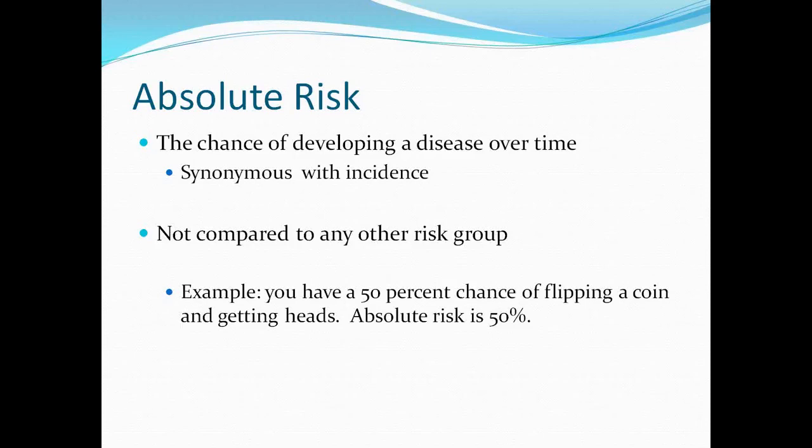Or another example is a woman in the general population has a 12% chance of developing breast cancer in her lifetime, or her absolute risk is 12%. The important thing to know about absolute risk is that it's not compared to any other risk, it's just the probability of something occurring.